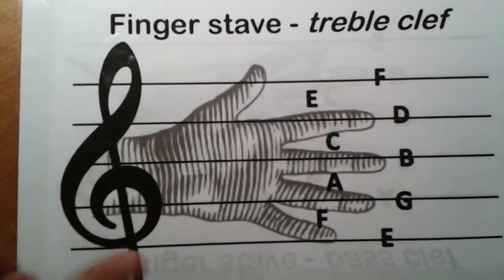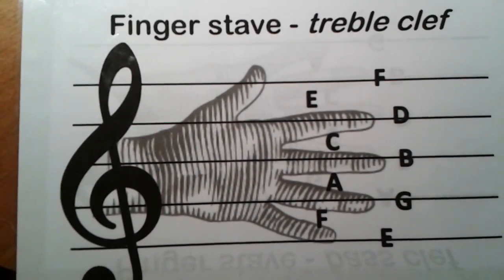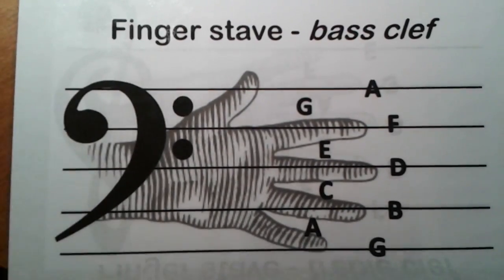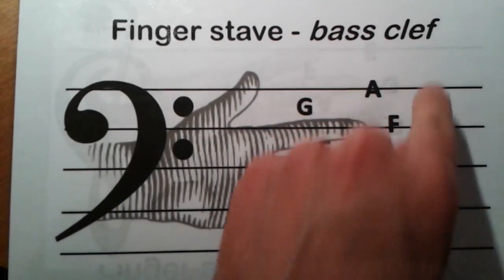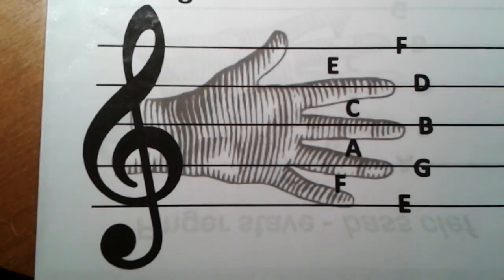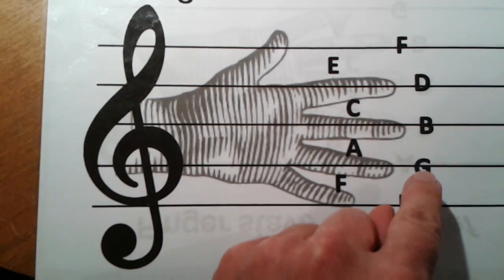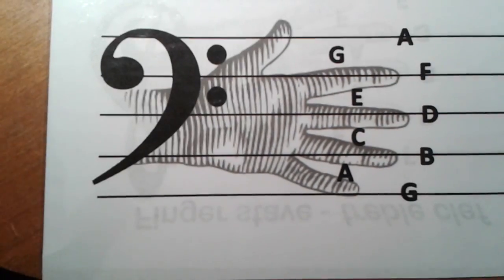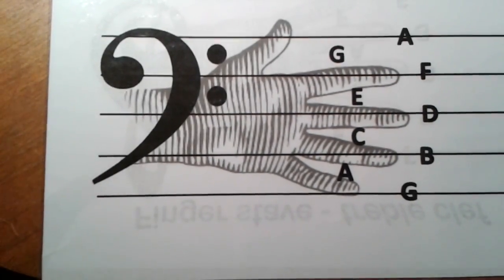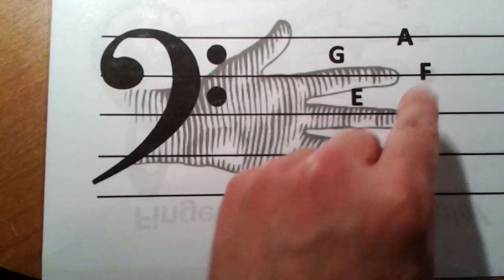This sign here is called the treble clef, and it shows all the notes above what we call middle C. This sign here is what we call the bass clef, and it shows all the notes below what we call middle C. The treble clef comes from a very fancy letter G and shows that this line here is G above middle C, and the bass clef comes from a very fancy F, which shows that this line here is F below middle C.